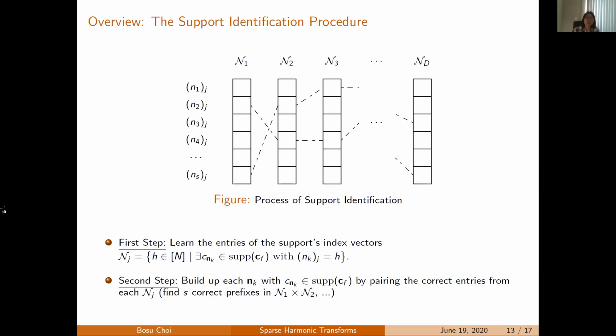So in general, we have to find the D different entry sets in the entry identification. And in the pairing, we are concatenating these entries one by one.